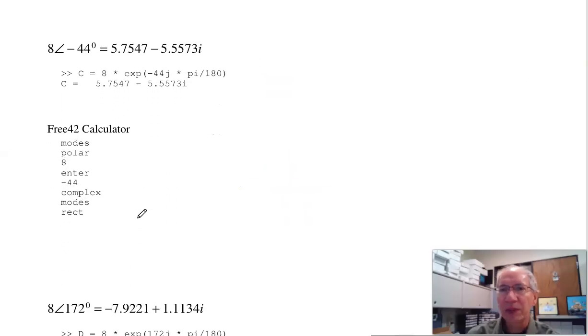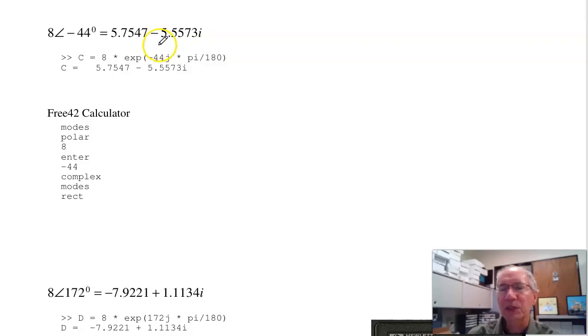Going the other way around, if you have 8 at minus 44 degrees, the shorthand notation is r times e to the j theta, where theta is in radians. So I've got 8 as the amplitude, e to the j minus 44, convert to radians, because anything in English units is wrong, rule of thumb. Converting to radians gives you 5.7 minus j5.5.